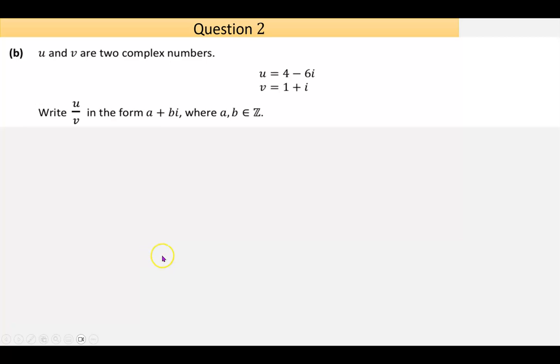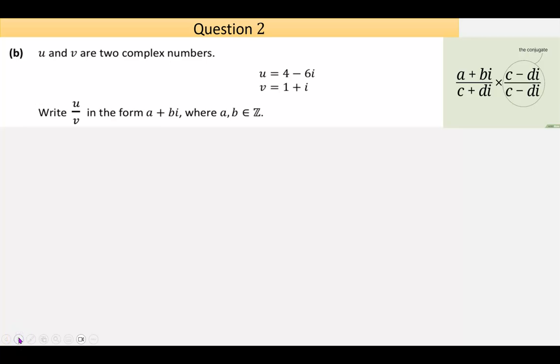Now, part B says u and v are two complex numbers. It gives me what u is, it's 4 minus 6i. It gives me what v is, which is 1 plus i. And then it says write u over v, which means u divided by v, in the form a plus bi. And again, a and b are integers, which means they can be positive and negative whole numbers.